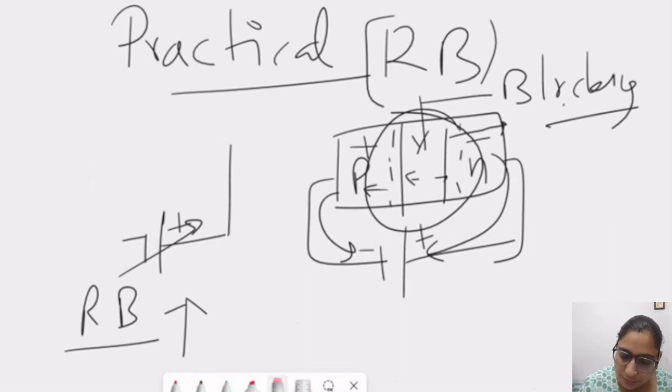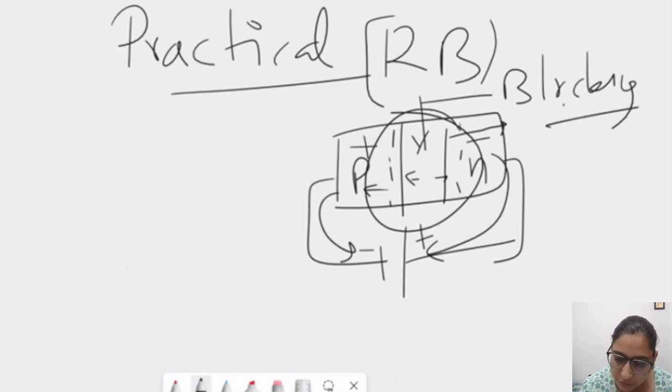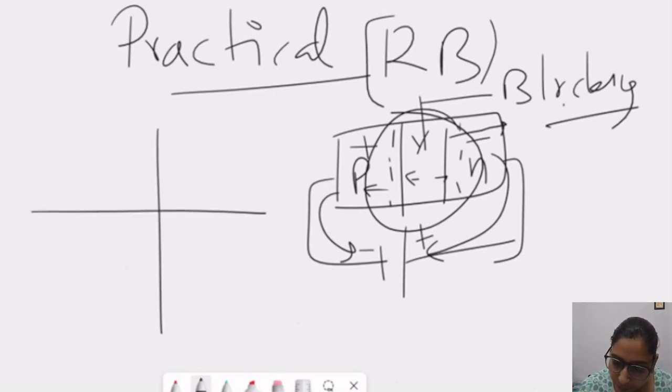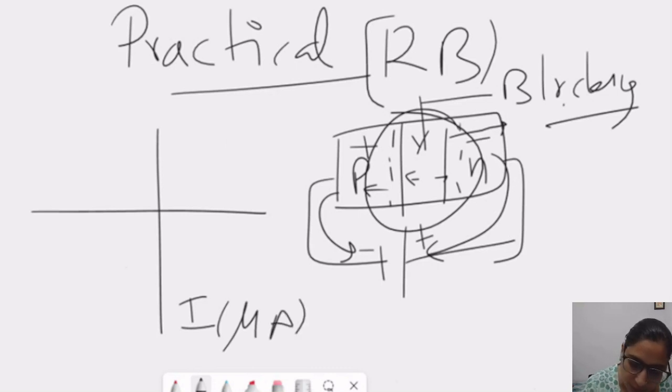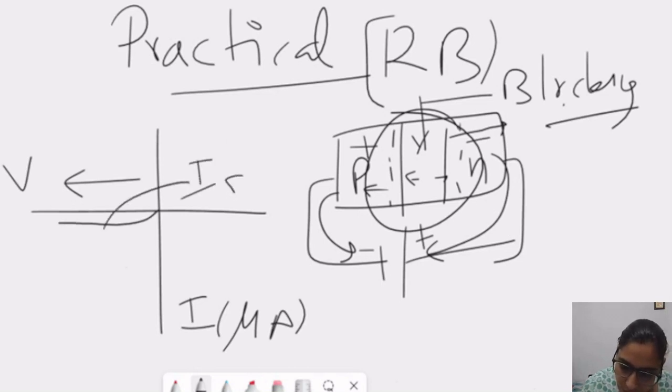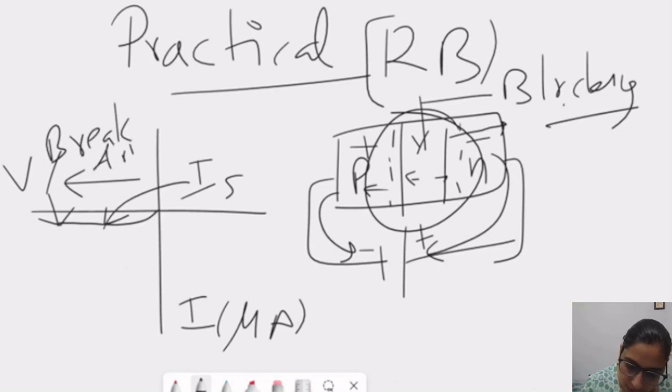So we will consider a VI characteristic graph first so that we will understand it fully. If this is the reverse current, which is in microamperes, and this is the voltage, which is on the negative side, what is happening? Up to a particular value, the current is considered as IS, or reverse saturation current, or reverse current, and after that it attains the breakdown voltage. Then this current increases very sharply and heavily.